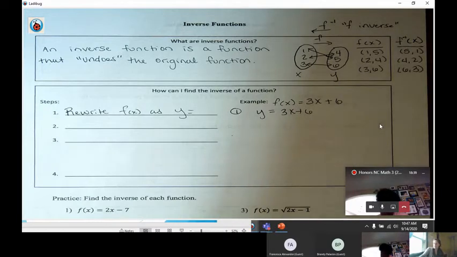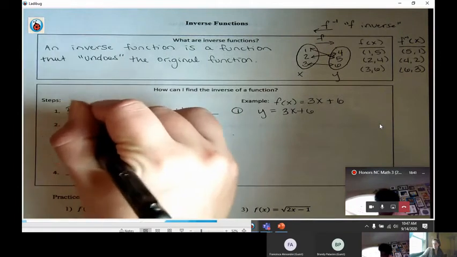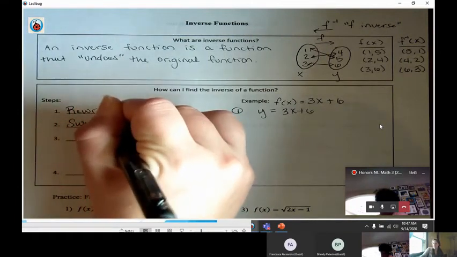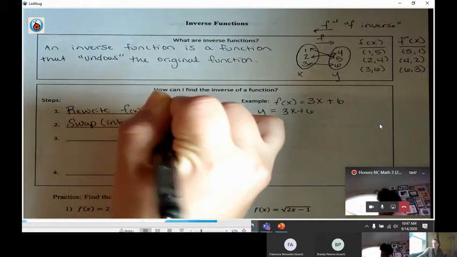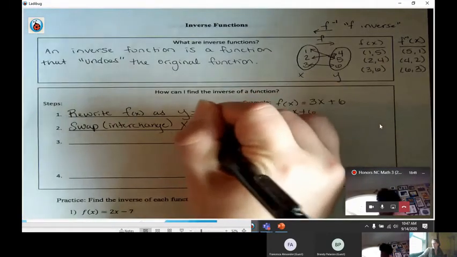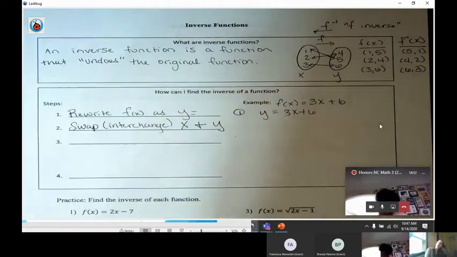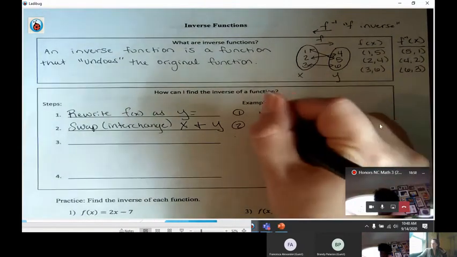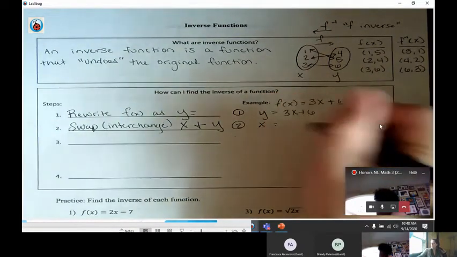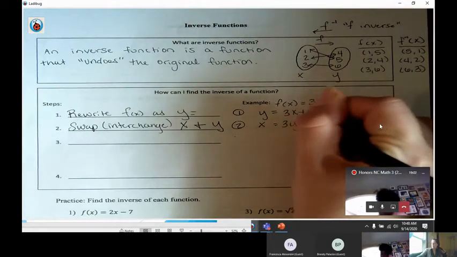Step 2 is to swap or interchange x and y. So in step 2, I'm going to flip-flop where the x and y are placed. So where there's a y, I'm going to replace it with an x. Where there's an x, I'm going to replace it with a y.